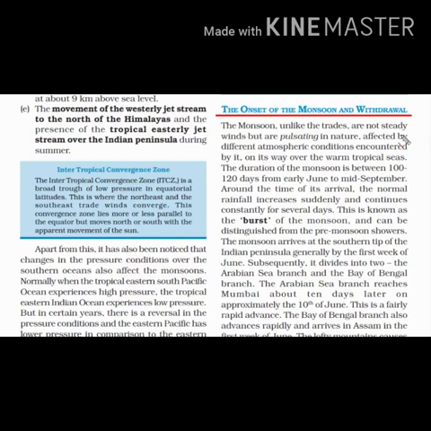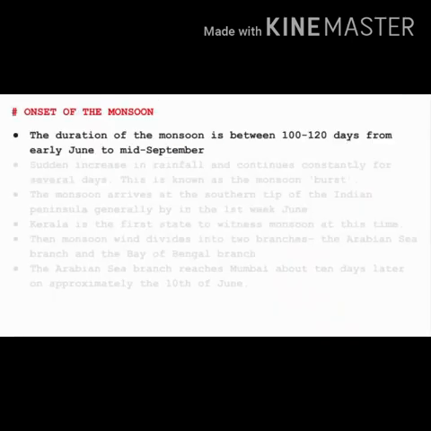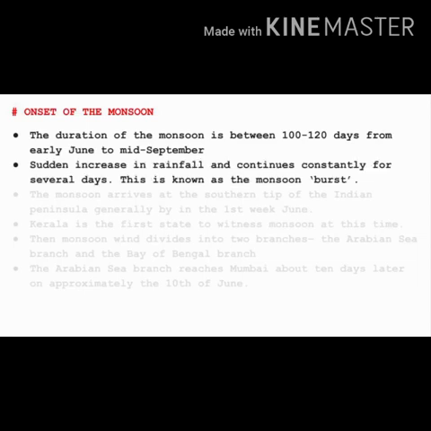Those who wish to read from the book, please pause and read. The duration of monsoon in India is between 100 to 120 days, that is 4 months to be exact, and it starts from June to mid-September. We all know when monsoon comes, it starts with a drizzle, and then there is a sudden increase in rainfall, and it continues constantly for several days. This change from drizzle to sudden increase in the rainfall is called monsoon burst.